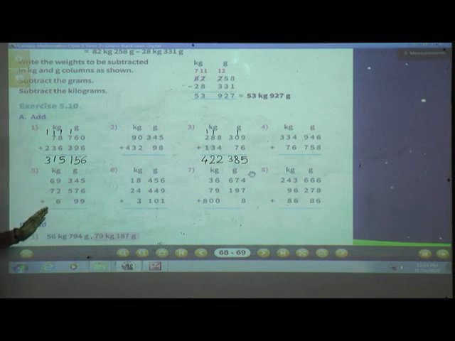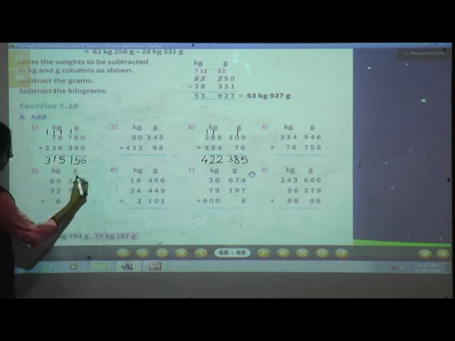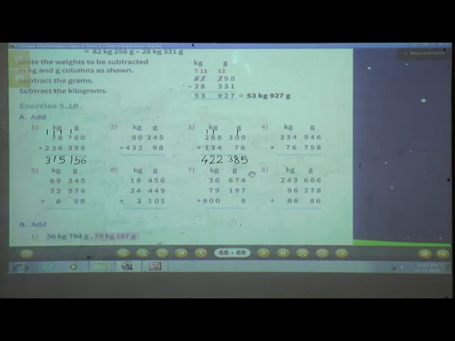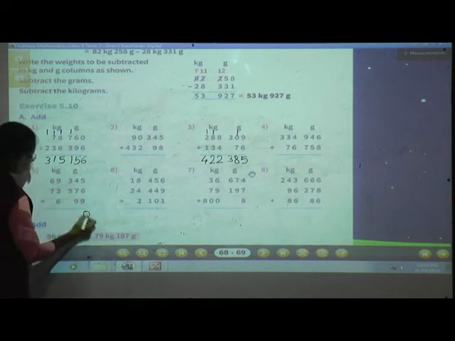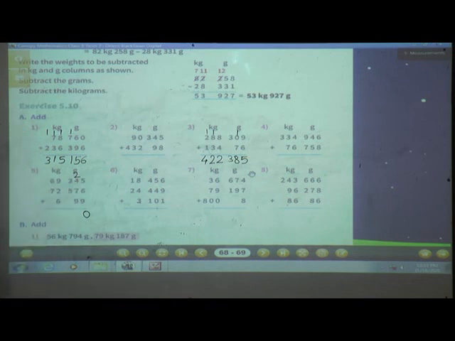Now see this fifth number. Now here 3 numbers are there. We have to do the addition of 3 numbers. 69 kilogram 345 grams plus 72 kilogram 576 gram plus 6 kilogram and 99 gram. Okay. Now start from the right side. Here grams column is there. 5 plus 6 plus 9. Do the addition. 5 plus 6, 11. Then 11 plus 9, yes, 20. Correct. So what will you write here? 0 and 2 as a carry.